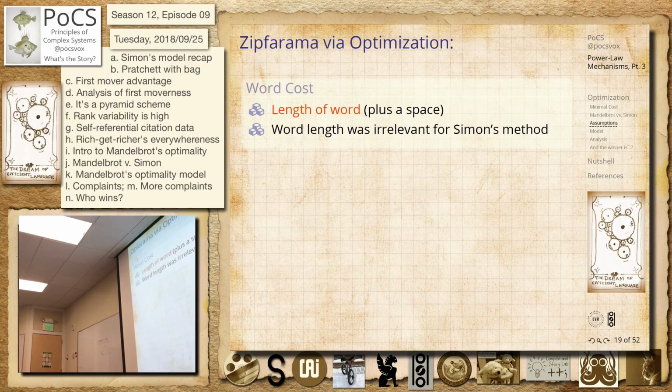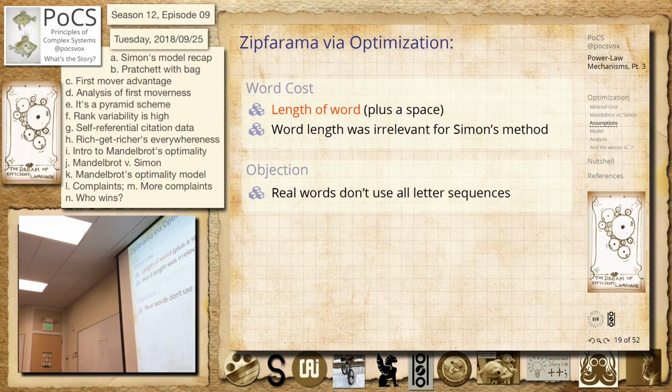Word cost, so we're going to have length of word plus a space. It's just going to be straight up length of word. Obviously it didn't matter for Simon's model. Real words don't use all these letter sequences, which is what will be allowed here, right? So for 2-letter words in English, it'll be 26 times 26, which is not really true, right? For Scrabble, it's about 100 words.